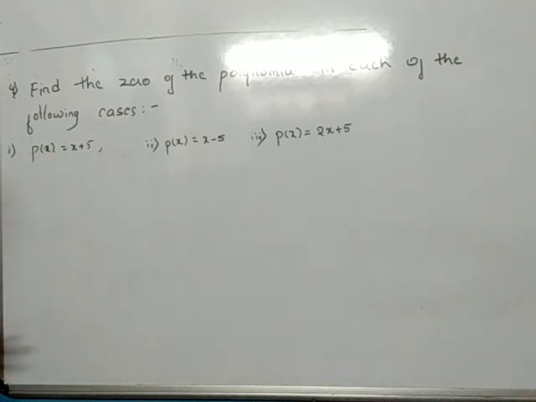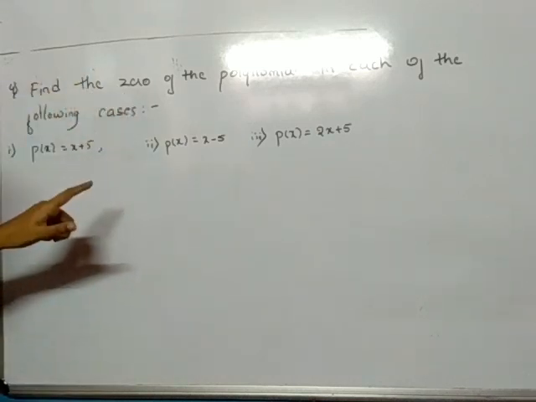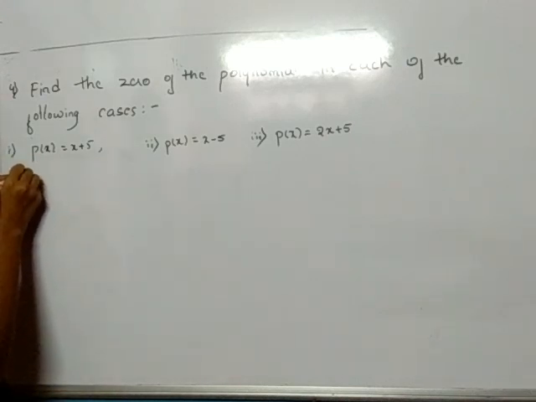What is the zero of the polynomial? It is nothing but finding the value of x here. When we get that value of x and substitute it back into the given equation, we get the zero, right? So the x value is the zero here, right? So we will find it.